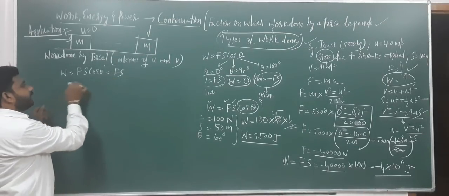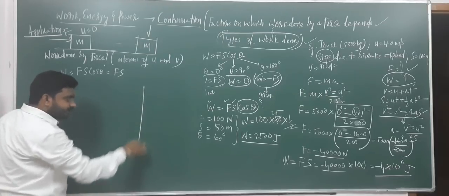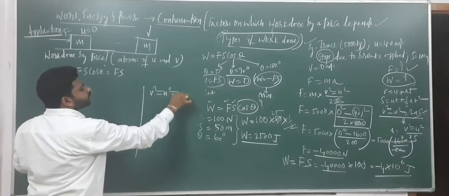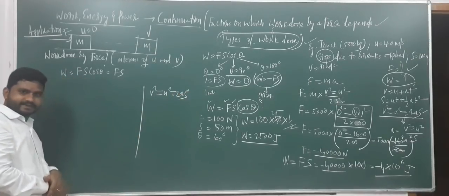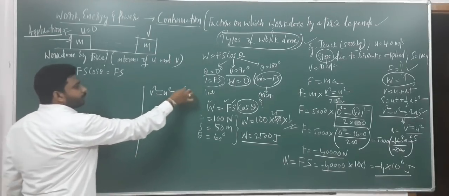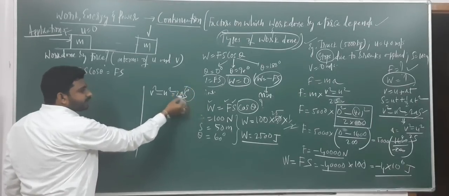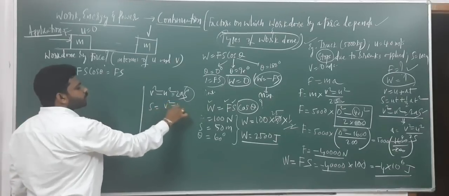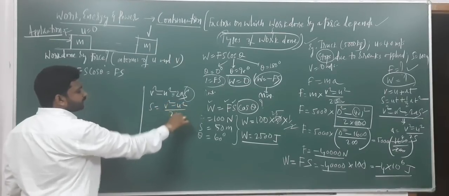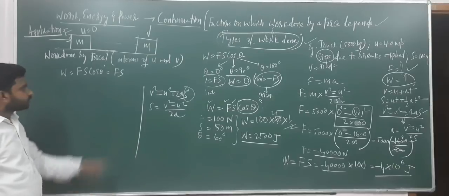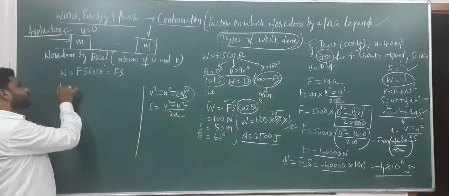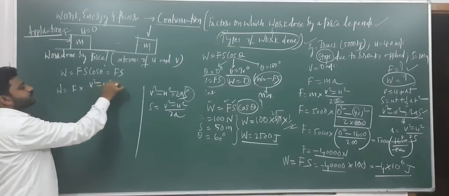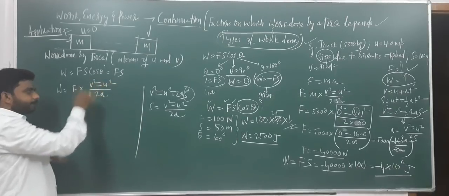Here again we know the equations of motion, v square minus u square is equal to 2as. We don't know about the displacement, right? That's why displacement I can write in terms of v square and u square. See, displacement is equal to v square minus u square by 2a. Alright, see here. So W is equal to F into S is F into v square minus u square by 2a.